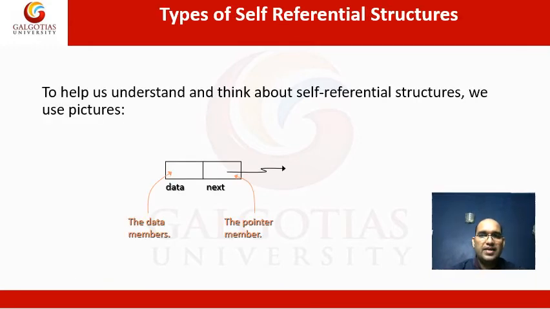Now, to help us understand and think about self-referential structures, we use this picture. First you have data, as I explained in the previous one, the data member, and here you have the pointer member. It stores the address of another structure which may be of the same type. Same type means if I take the records of two students, let's say A and B, then naturally the structure of both records will be the same. The values may be different. So we call it a structure of the same type. In the first structure, we are simply storing the address of the second structure.